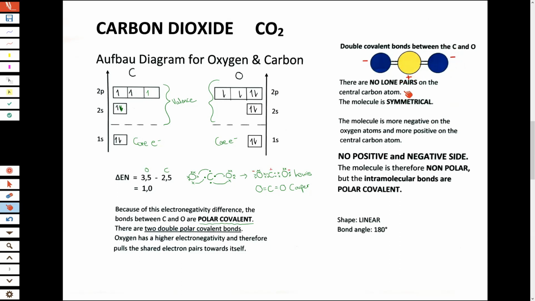Because there are no lone pairs on the central carbon atom, the molecule is symmetrical. The molecule is more negative on the oxygen atoms on the outsides and more positive on the central carbon atom. There is no positive or negative side. The molecules are therefore non-polar, but the intramolecular bonds, the covalent bonds, are polar covalent.